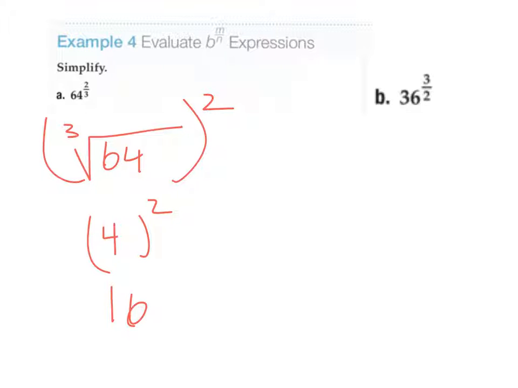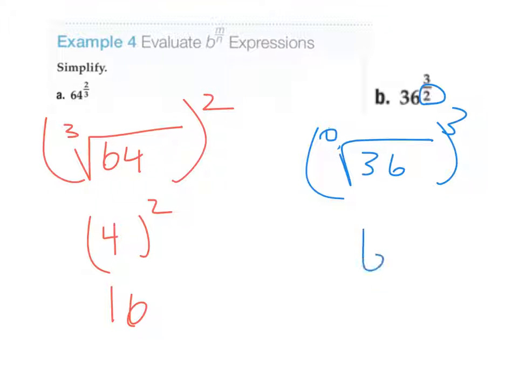So let's look at our next problem over here. I want the cube root of 36. Oh, my fault, not cube root. I read that wrong. Square root of 36, but I'm going to cube it. So the denominator is always our root. So the square root of 36 is 6, and then we want to cube that. So that ends up being 216.